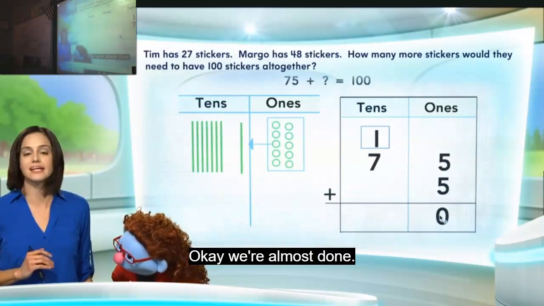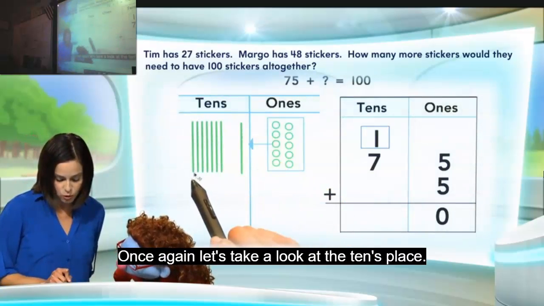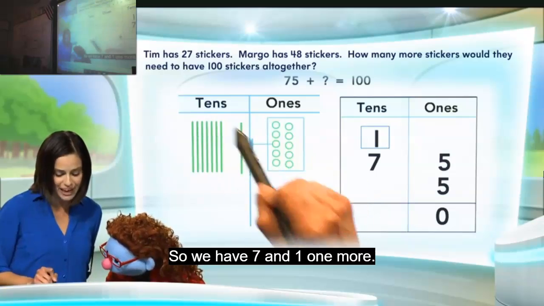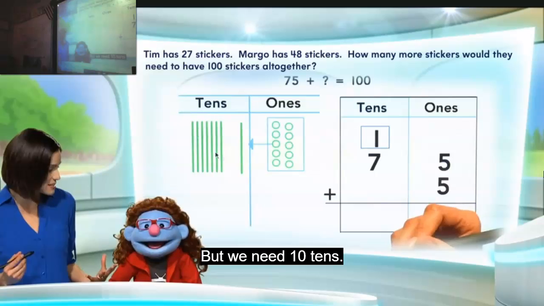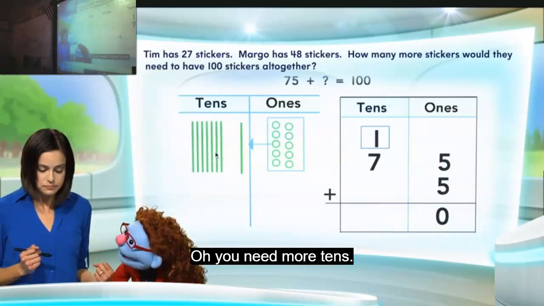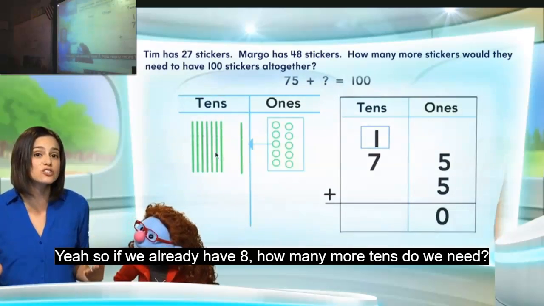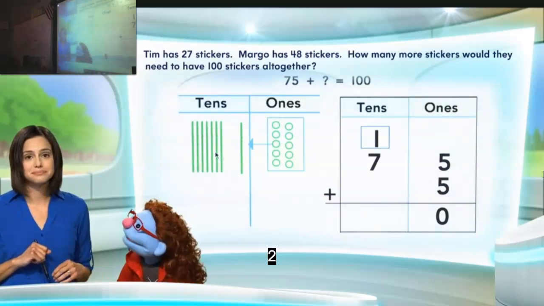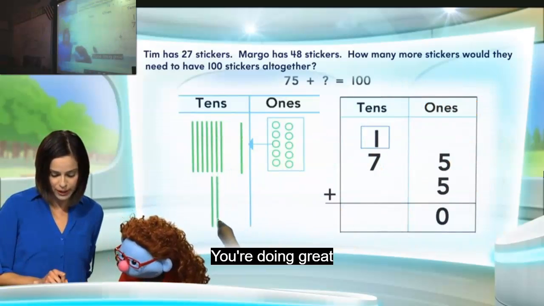Okay, we're almost done. Once again, let's take a look at the tens place. So we have 7 and 1 more. We have 8 tens. But we need 10 tens. You need more tens. Yeah, so if we already have 8, how many more tens do we need? 2. 2 more. Good job, Jeannie. You're doing great.